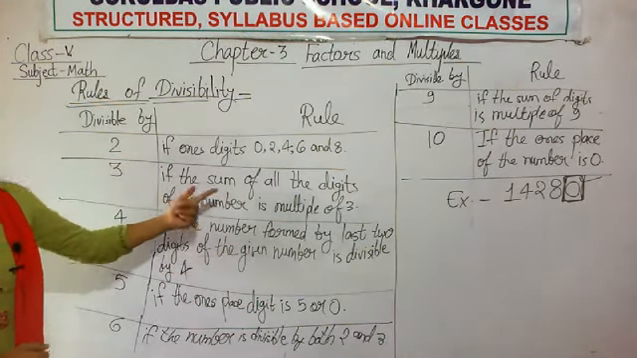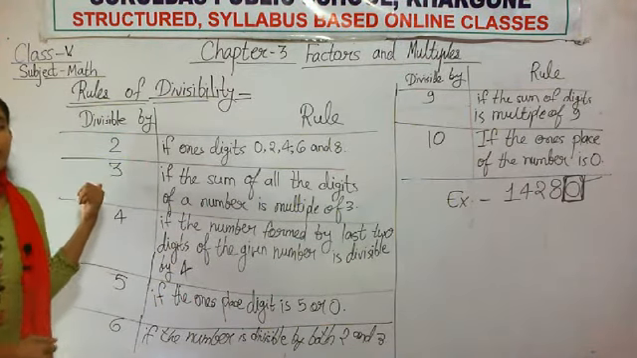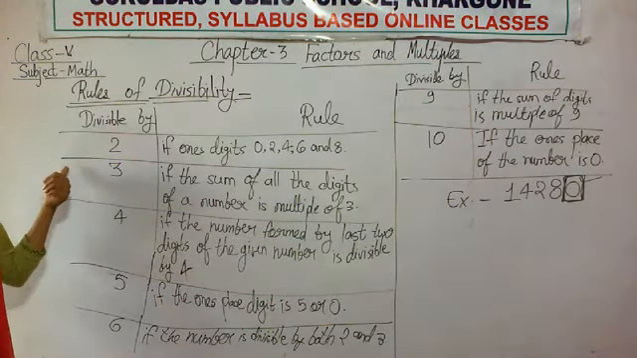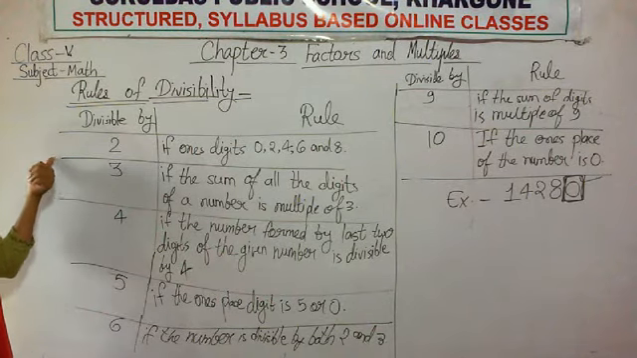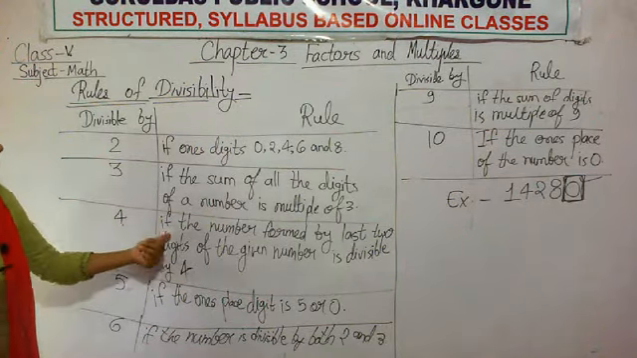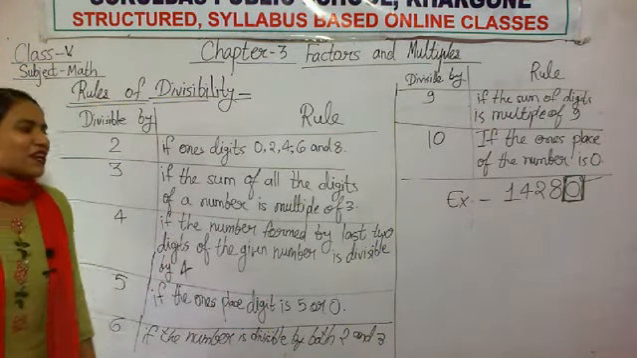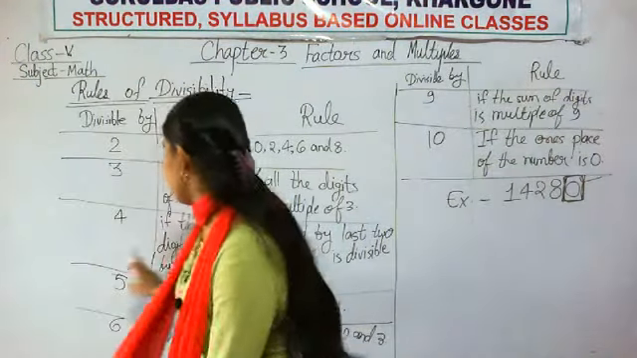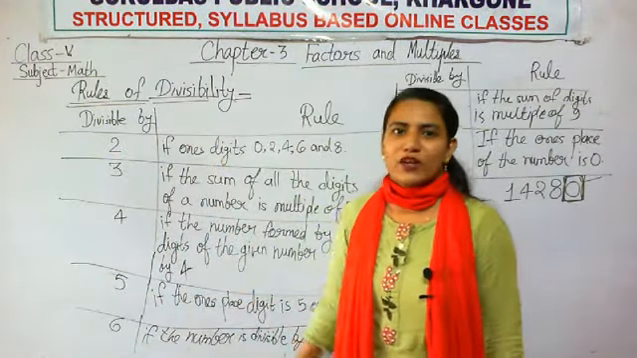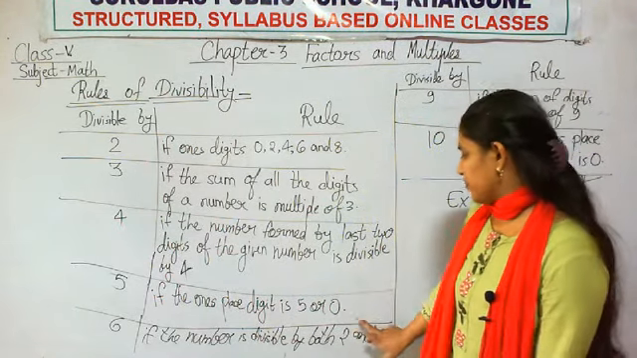If the sum of all the digits of a number is a multiple of 3, then you can conclude that the given number is divisible by 3. Next, divisible by 4. If the number formed by the last 2 digits of the given number is divisible by 4, then you can conclude that the number is divisible by 4.